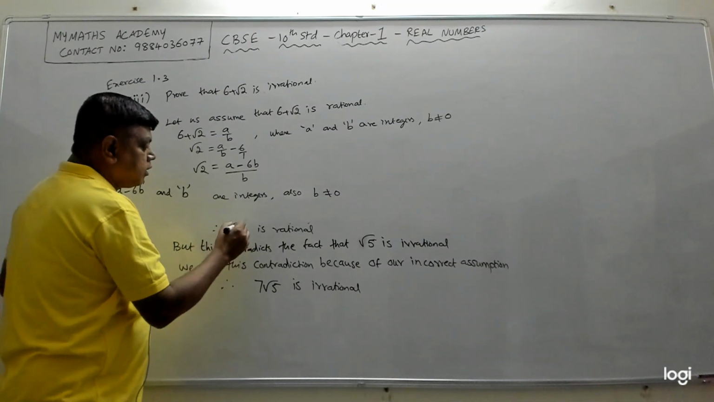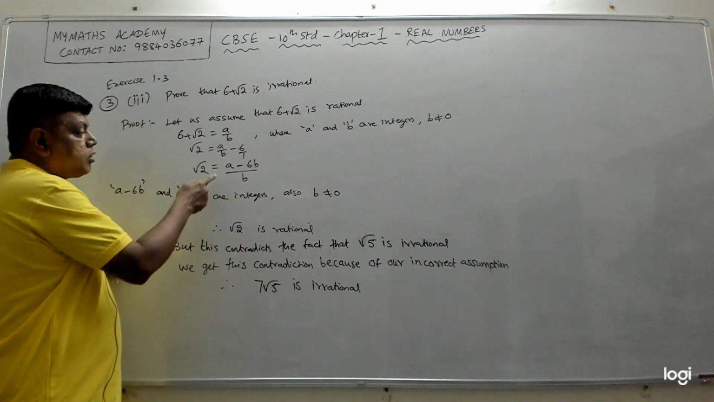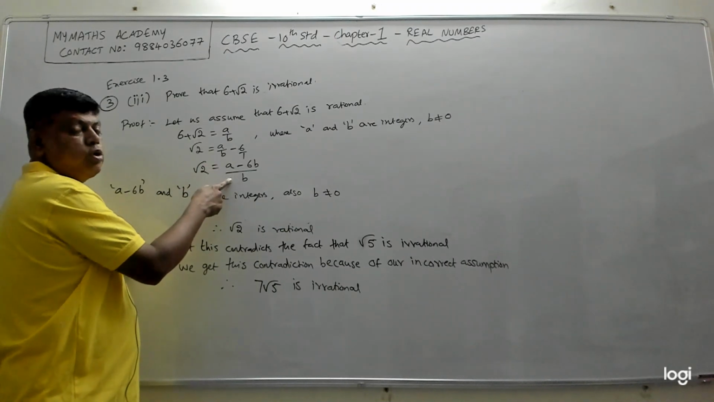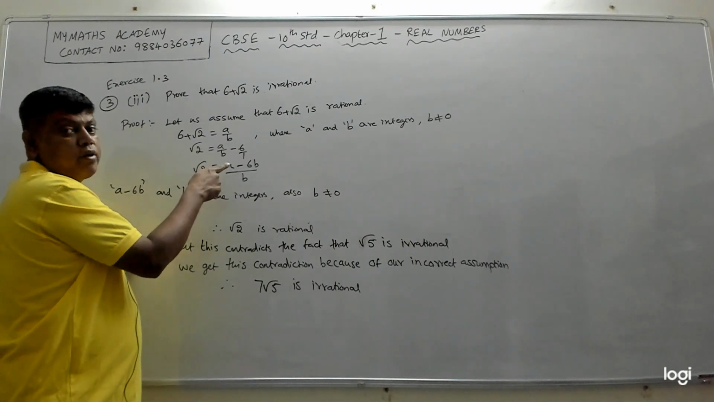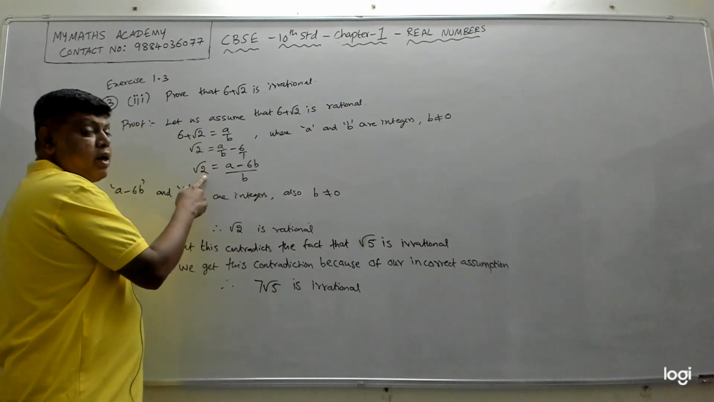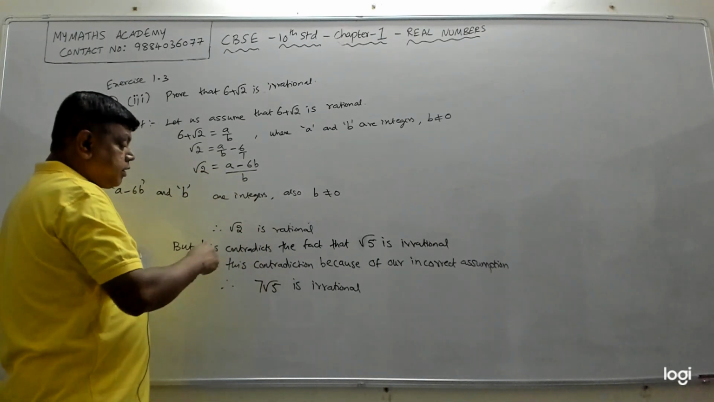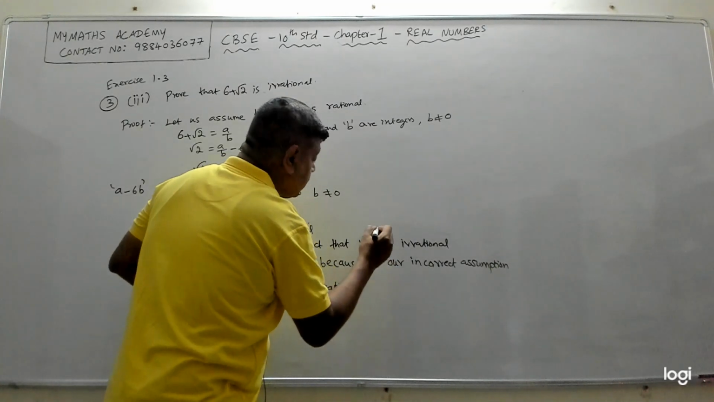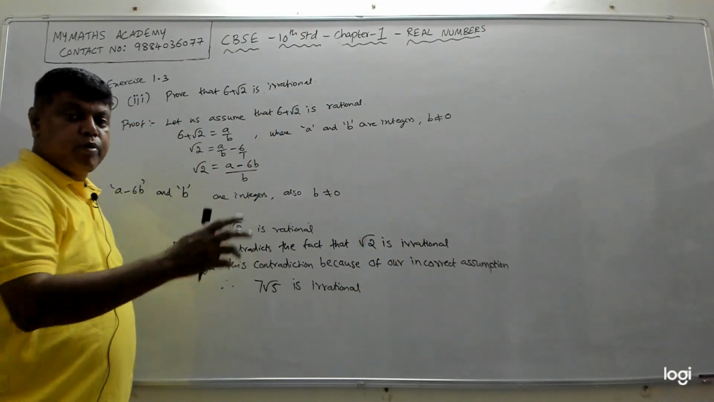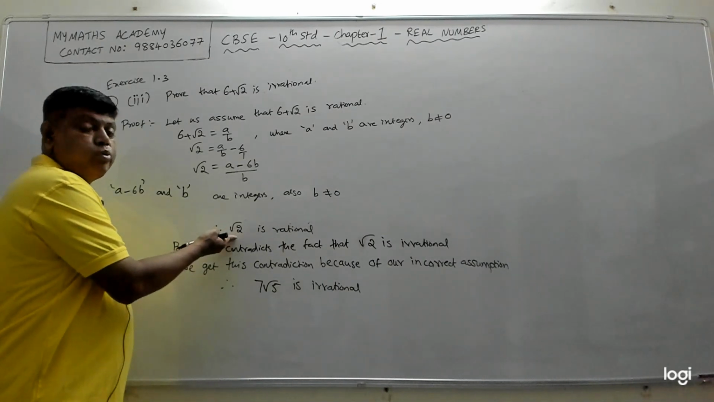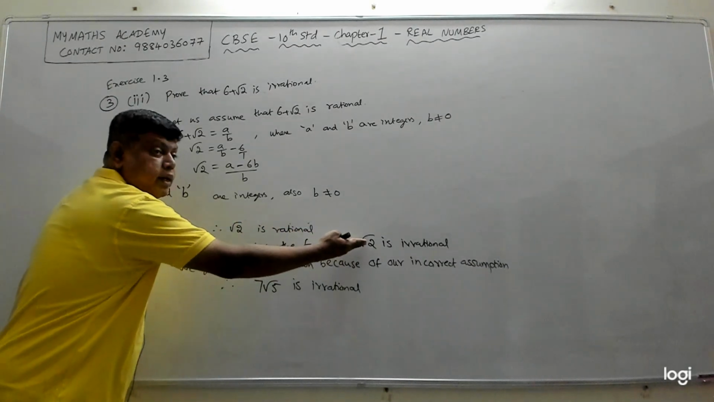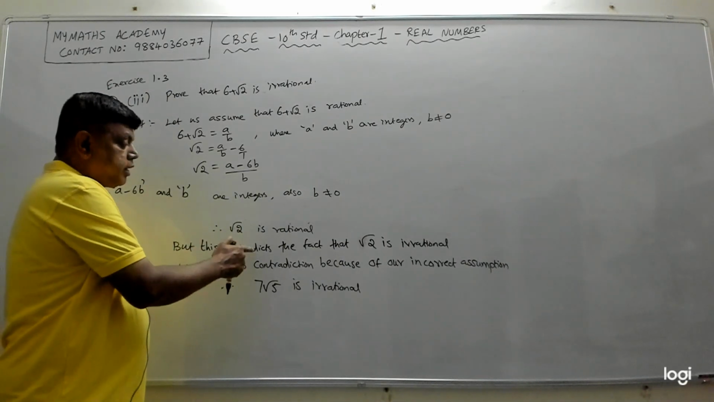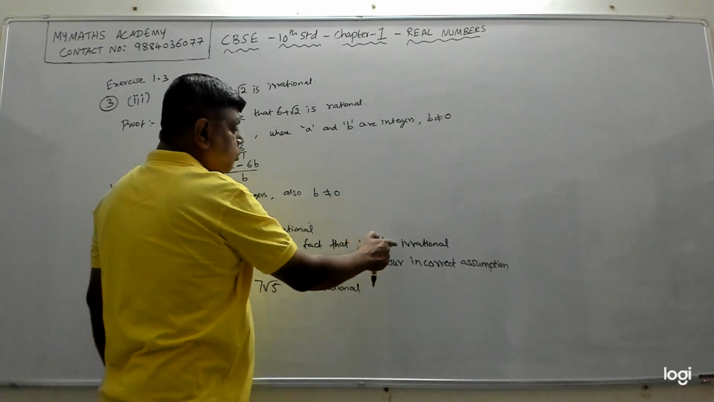It makes your root 2 a rational number. Therefore root 2 is rational. We are getting root 2 as rational because we are writing it as a fraction: numerator is an integer, denominator is an integer, and denominator is not equal to 0. But this contradicts the fact that root 2 is irrational. We know root 2 is irrational; we proved it in the previous video. Here we are getting root 2 as rational. This is wrong. We are getting a contradiction.